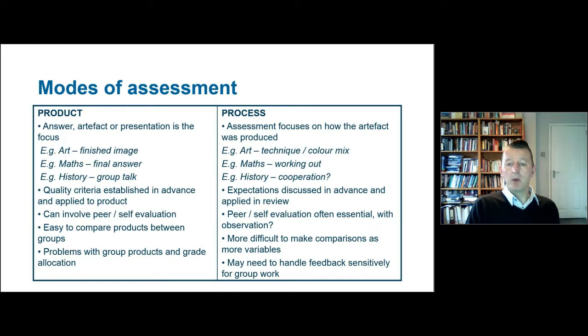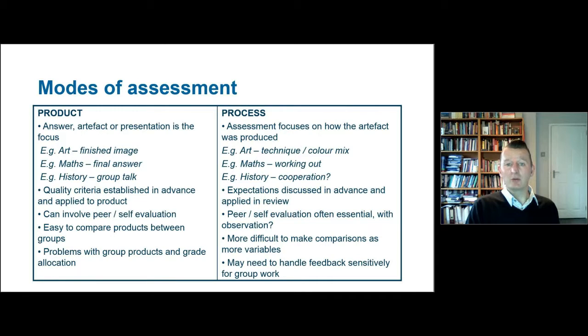So we might want to set up different kinds of processes that will give us the ability to give children feedback on the process they use to arrive at the final product. So we might discuss our expectations in advance and then we'll apply them retrospectively to the process. We may use peer and self-evaluation, and often it will be the only way to get at some of those processes.